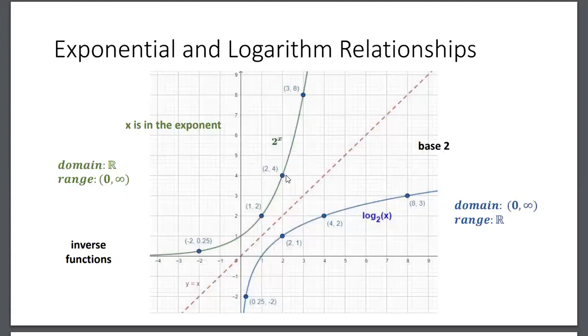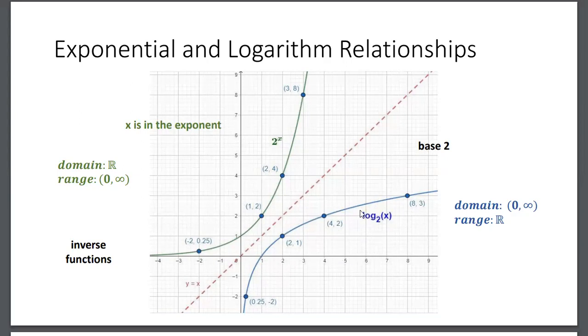Exponential and logarithmic relationships. This green graph is a graph of 2 to the x power. Notice here that the x appears in an exponent position. That's why it's an exponential equation. And this other one happens to be the inverse of that one, and it's called the logarithmic function. And they both have a base associated with them, in this case base 2. It's 2 to the x and log base 2 of x. They both happen to be functions, pass the vertical line test, and they're inverses of each other.